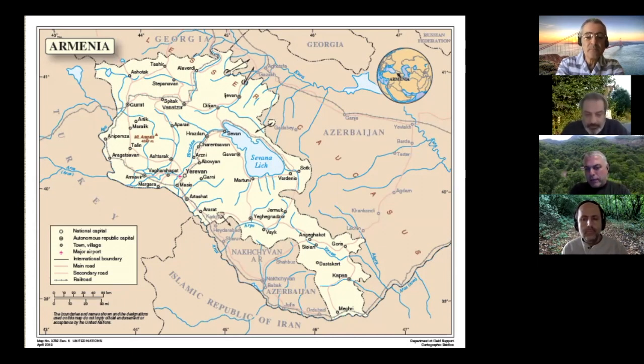So this is the UN map of Armenia. What the UN has done, it's true that they recognize the independence of Armenia, but they recognize the state, not the international border. This is very important, because today this discussion is done by the state, that the UN has recognized the border.